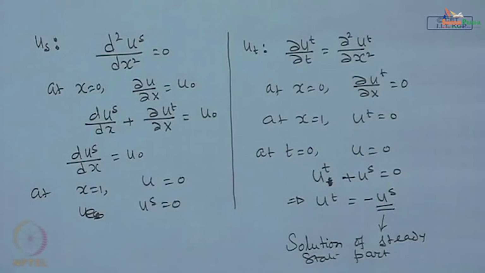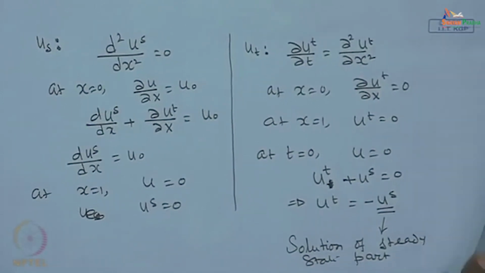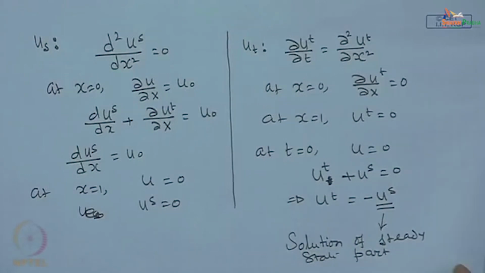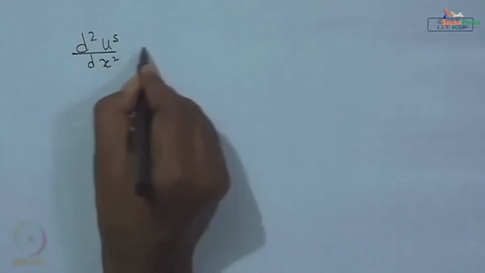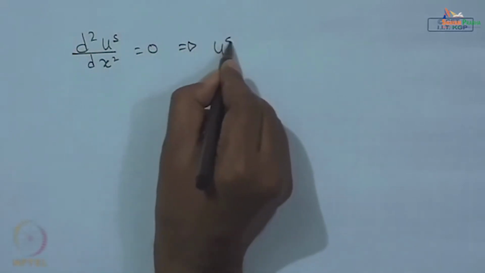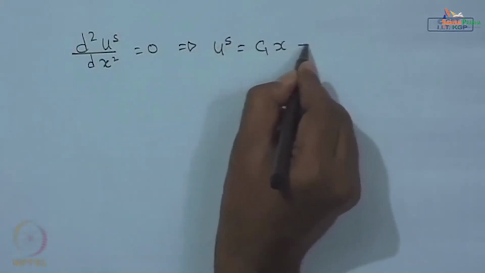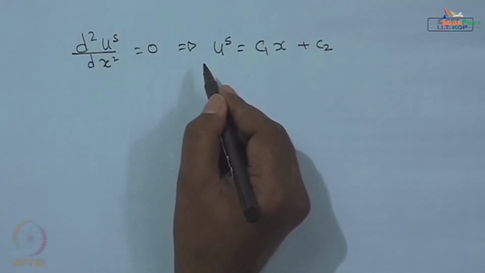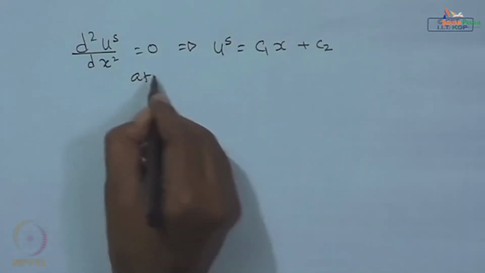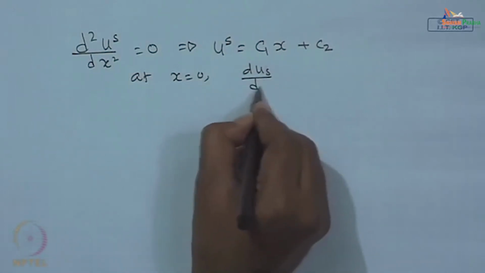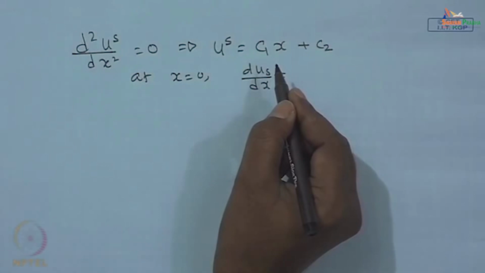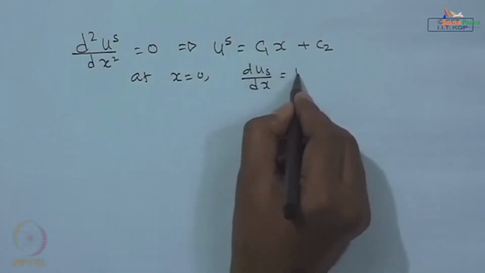Now, let us look into the complete solution to this problem. So, first we will be solving the space varying part. So, it will be d square u s d x square is equal to 0. So, the solution is u s is equal to c 1 x plus c 2. So, the first boundary condition is that at x is equal to 0, du s dx is equal to u naught.